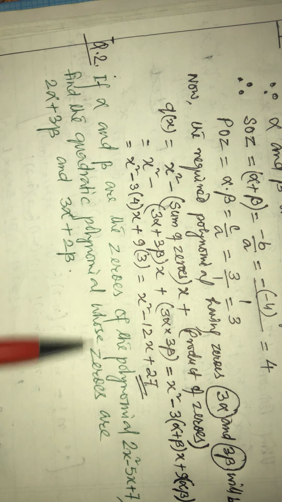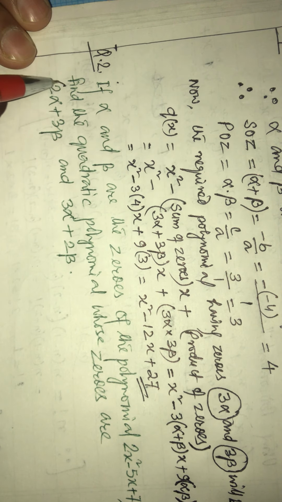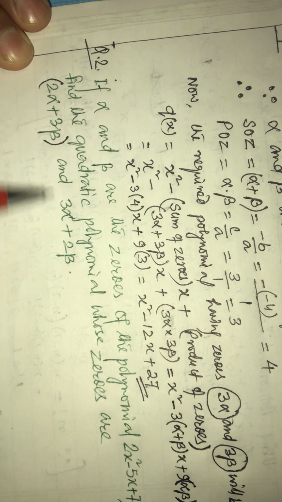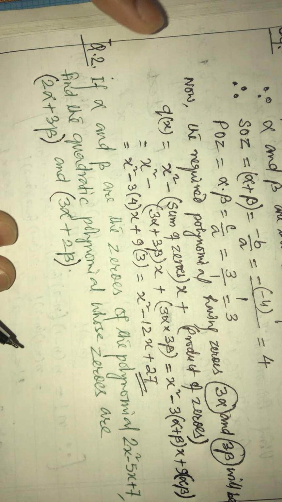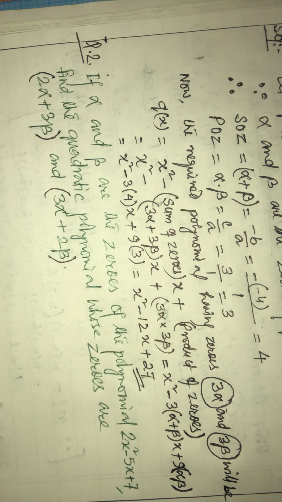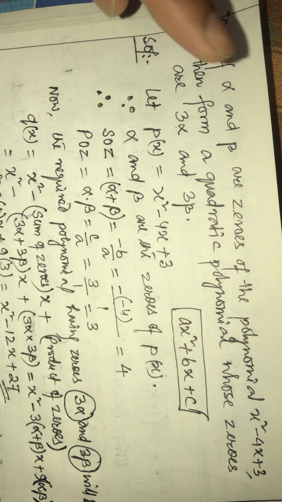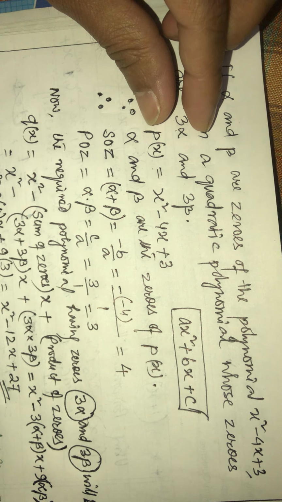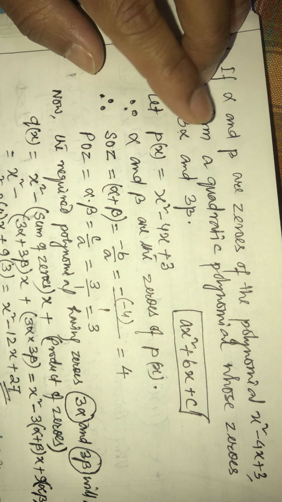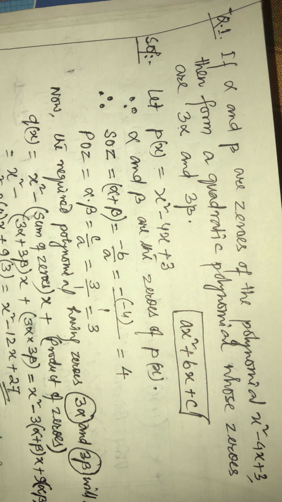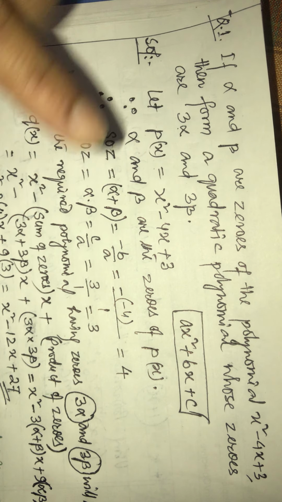Form the quadratic polynomial whose zeros are, see, now this time it is slightly different, 2 alpha plus 3 beta, alpha and beta are coming together, and 3 alpha plus 2 beta. Okay, so try to make out the difference between these two questions. In question number 1, the zeros were 3 alpha and 3 beta, meaning alpha and beta were kept separately. So 3 alpha was one complete zero, and 3 beta was completely another zero.